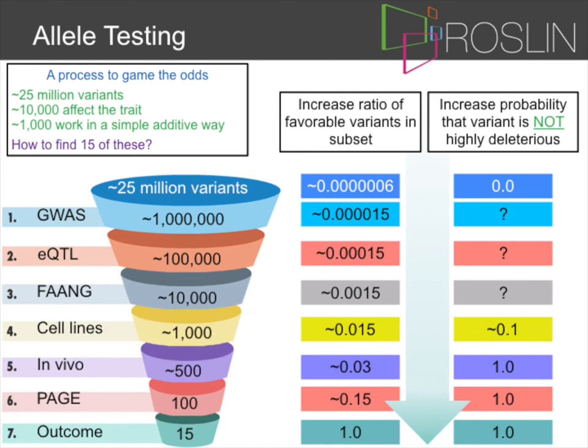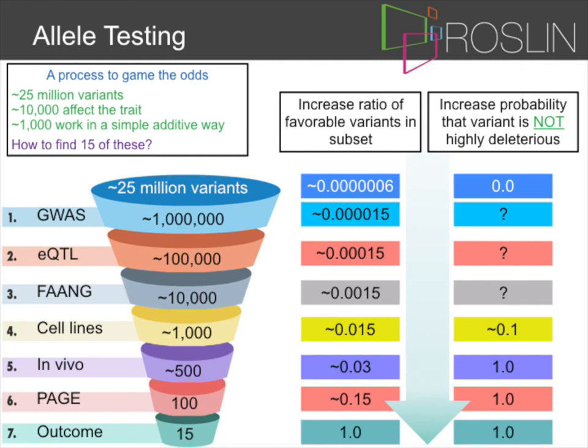Over here, I want to do a second thing, which is increase the probability that anything I edit in the end is not going to be highly deleterious. I don't care if it's neutral. I don't care if it just has a small effect. As long as it's not highly deleterious, it's not going to really affect me. So I take my GWAS, I increase my odds. I take my eQTL, I increase my odds a little bit more. I do functional annotation, I increase them again. I go into some cell lines, maybe I'm down here to 1,000, which are highly probable.